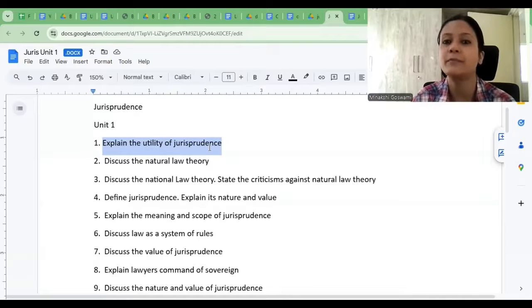Why is jurisprudence important? Discuss the natural law theory. From theories, definitely you can expect one or more questions. It can come as a short note or as a long answer as well.